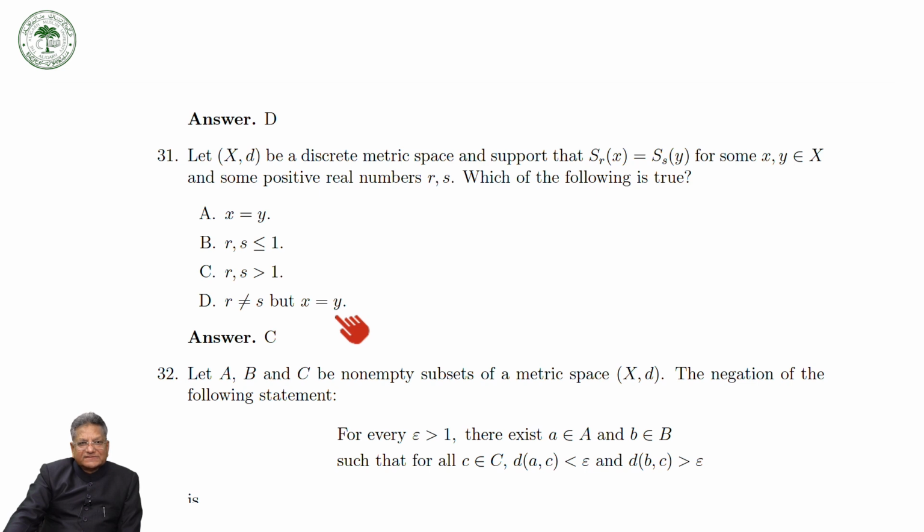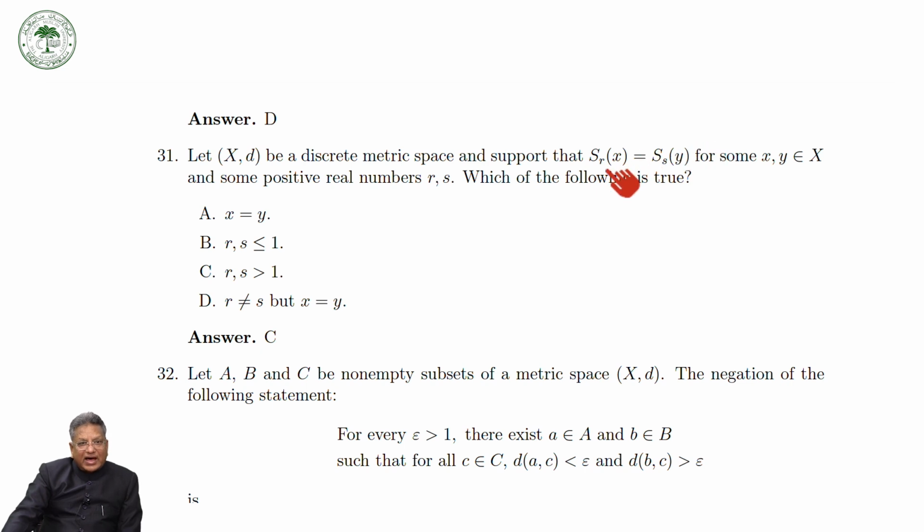Okay, so what does it mean? It means that you see these balls, whatever r is. Okay, so if r, s are less than or equal to 1, then the ball in the discrete metric space consists of only the center. So this is your x. If r is less than or equal to 1, then this is equal to {x}, and this is equal to {y} because s is less than or equal to 1. So x is not equal to y. But here, x is not equal to y, so this is not true. Okay, so this gives x is equal to y.